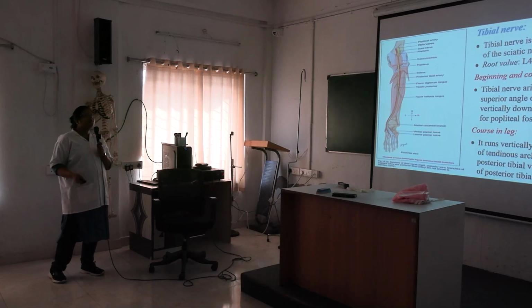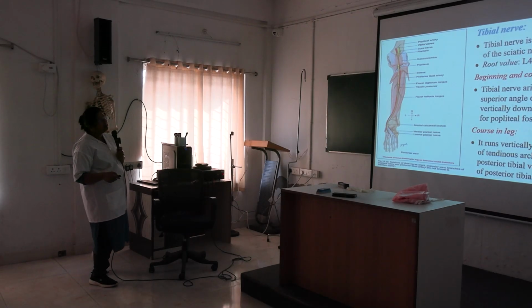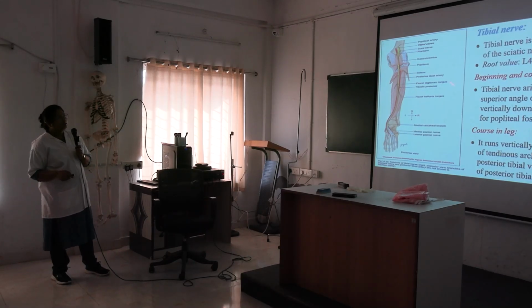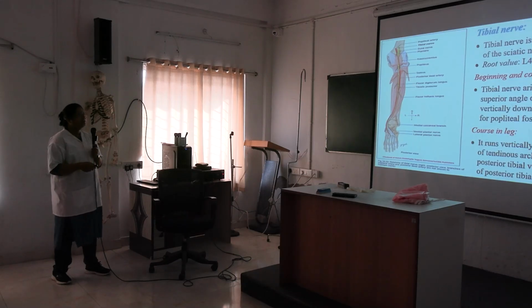Next we are going to the nerve. So we have discussed the vessels, and now the nerve. The tibial nerve is the longest terminal branch of the sciatic nerve. Its root value is L4, L5, S1, S2, S3. We have already discussed it.